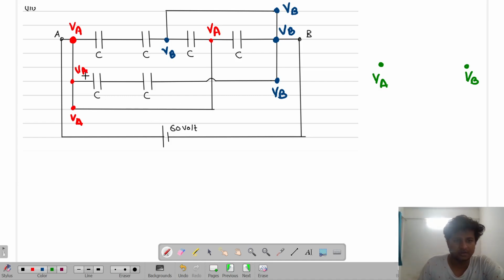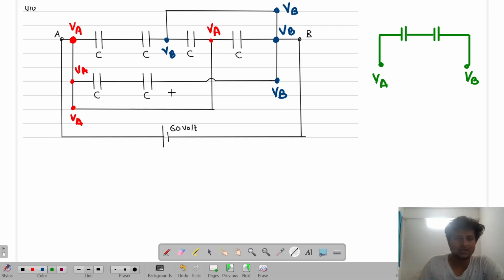Yes. So look over here. When you see the first, there are two capacitors between VA and VB or not? These two, isn't it? So I'll draw. Let us draw. So first there are how many capacitors? Two capacitors between VA and VB. Got it?